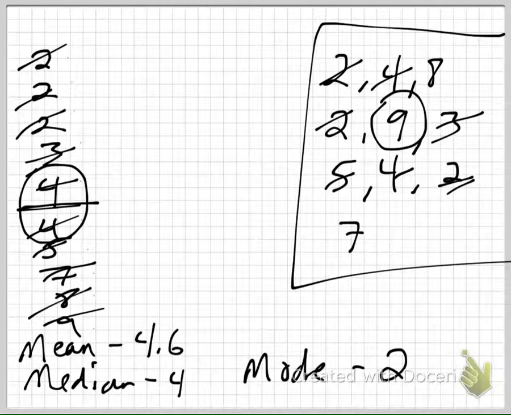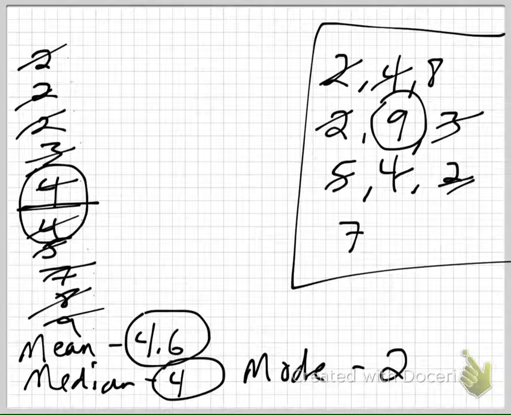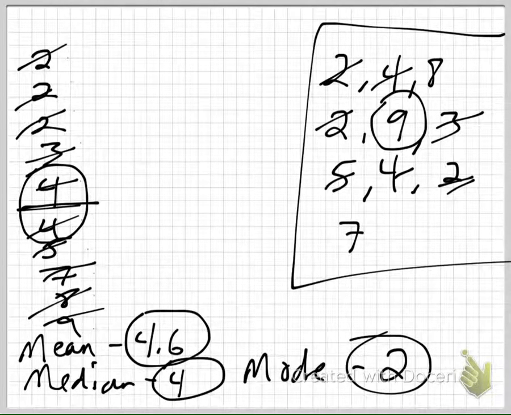The measures of central tendency are not the same almost always, right? They're not the same almost always. In this situation, the mean is 4.6, the median is 4, and the mode is 2. They're all very viable ways for me to show you and show somebody data without them having to look at the whole set of data, okay?